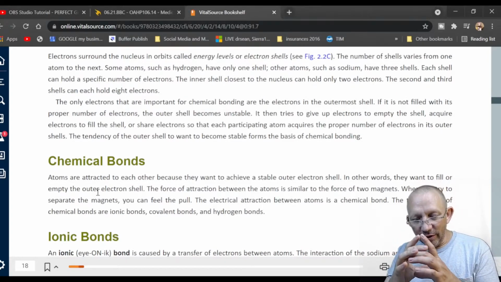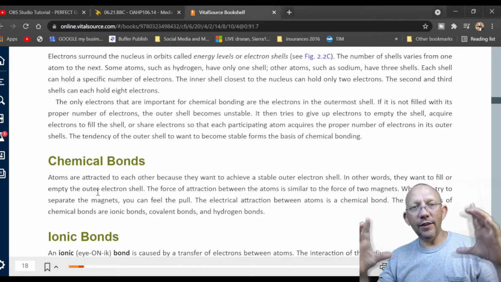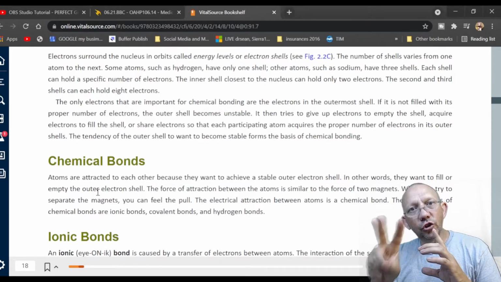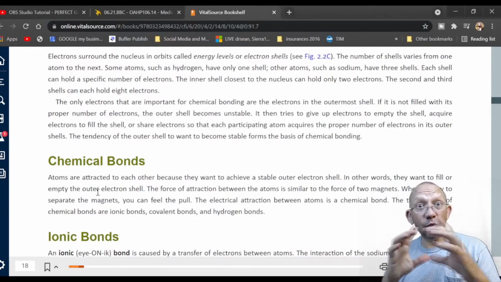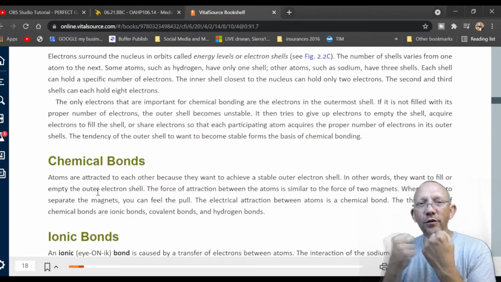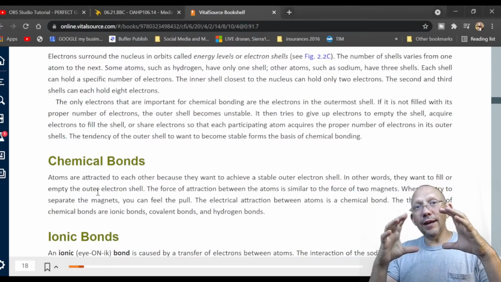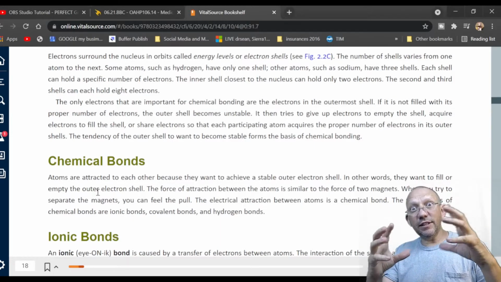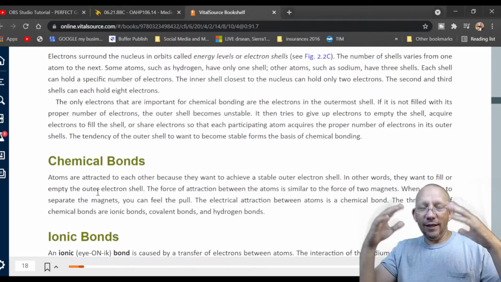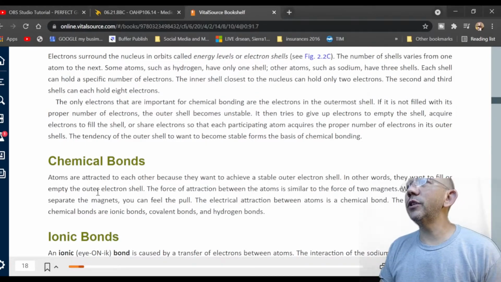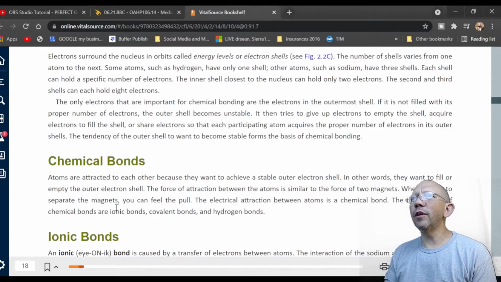There are certain shells, or layers, orbits. The first one can hold 2 electrons, and if it only has 1, it's looking for another one to feel stable again. The next one holds 8, and that one may have 6, so it has to look for 2. And it keeps going out like that. They want to achieve a stable outer electron shell. In other words, they want to fill the outer electron shell. The force of attraction between the atoms is similar to the force of two magnets. Negatives.